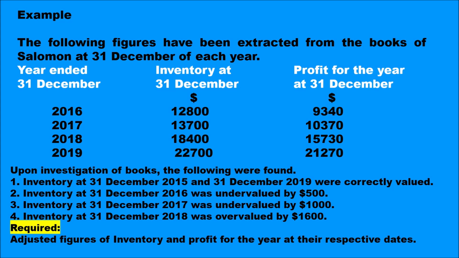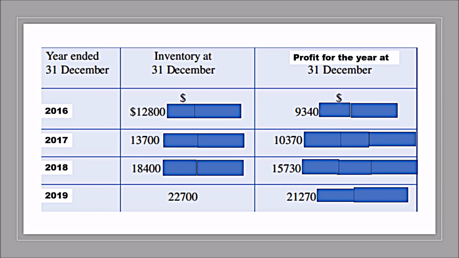This type of question is very rare, but still it might come up in the exam, and this example also helps to understand how inventory and profit figures are corrected following correction of an incorrectly valued inventory. First, we prepare a statement like this, whereby we record the figures which were given for the inventory and profit at the end of each year.